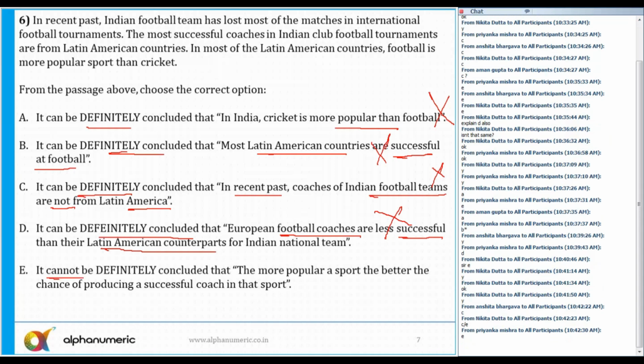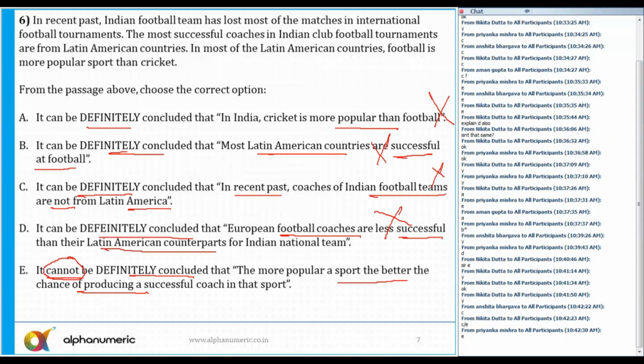It cannot. Now, this is very important. Many people overlook this word. It cannot be definitely concluded that the more popular a sport, the better the chance of producing a successful coach in that sport. Yes, it cannot be definitely concluded. Option E is the answer.